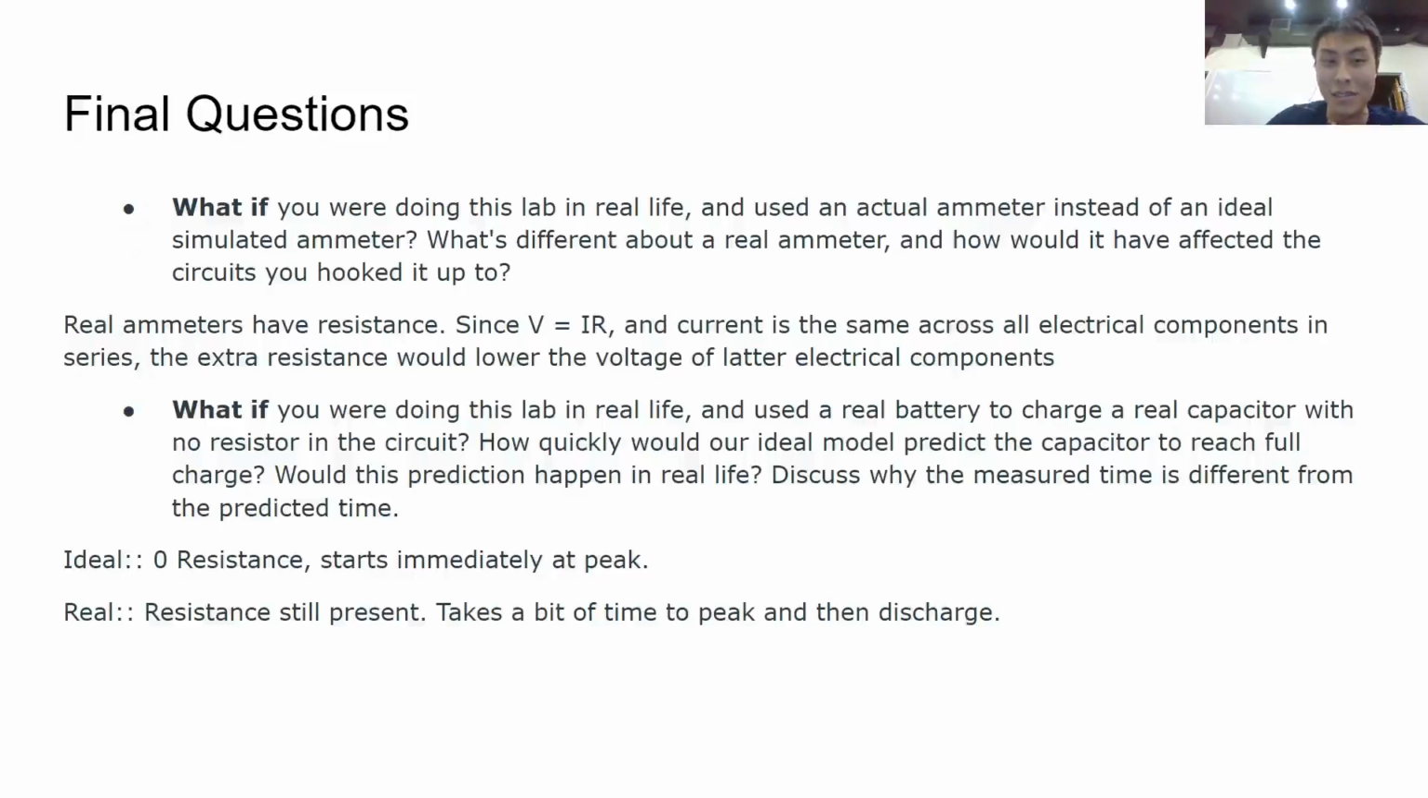Now, final questions. What if you were to do this in real life and you have an actual ammeter instead of an ideal one, basically one with resistance? Well, real ammeters have resistance, since V is equal to IR, and the current is the same across all electrical components in this series. The extra resistance would lower the voltage of the latter electrical components underneath that in the circuit. What if you were to do this lab in real life?